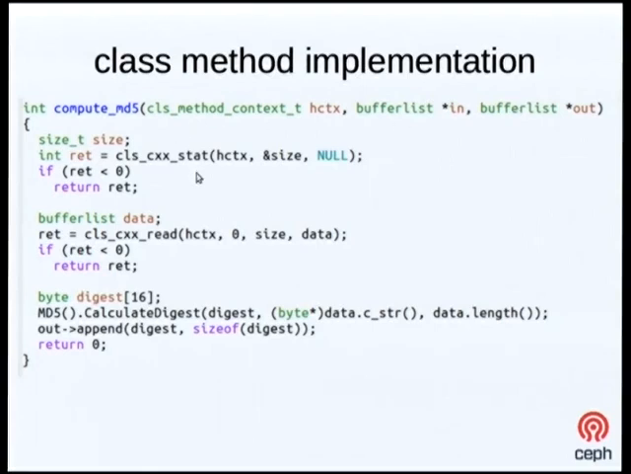So in this case, we stat the object, figure out how big it is. If the object doesn't exist or we get an error, we just return immediately. We read all of the data for the object into some in-memory buffer. And then we call the MD5 library to calculate the digest, which is 128 bits of gibberish. Append that to the output buffer that's going to be passed back to the client, and then return success.